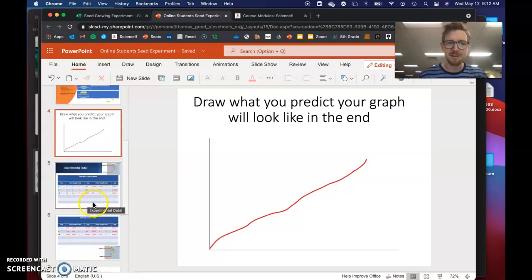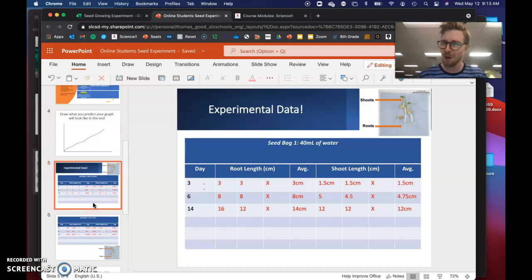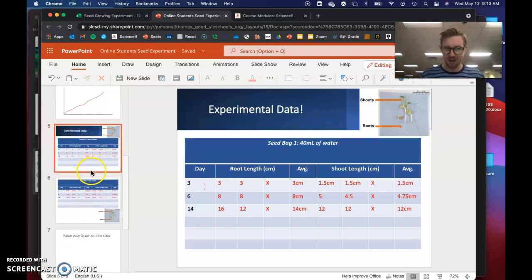And then we all have different data. Some of us have no data because our experiments got ruined. Whoops, that's okay. This is the data I did with the online students. And if you're an online student, this is the data. So if you need it again, here it is. You can pause the video and record this in your own PowerPoint.